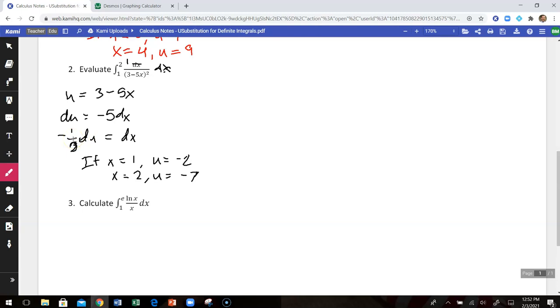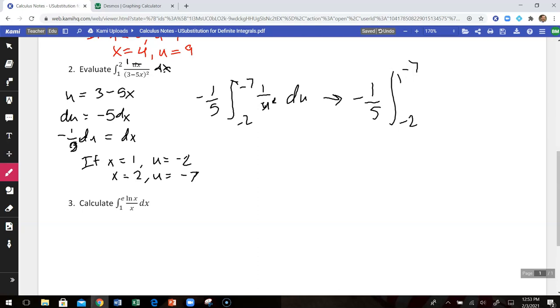So I have the integral, and again, I'm going to go from negative 2 to negative 7. The u is replacing the 3 minus 5x, so I'm going to have 1 over u squared. And then we're plugging in negative 1/5 of du for dx. So I'm going to have du here, and we're going to have negative 1/5 out front. And that's our integral. So I'm going to then take that as negative 1/5, the integral from negative 2 to negative 7 of u to the negative 2nd du.